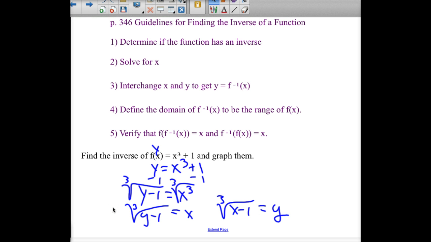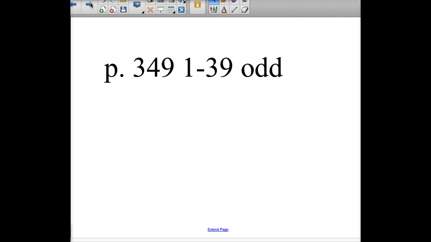Any questions about how to find an inverse? Nope, okay. There's your homework.